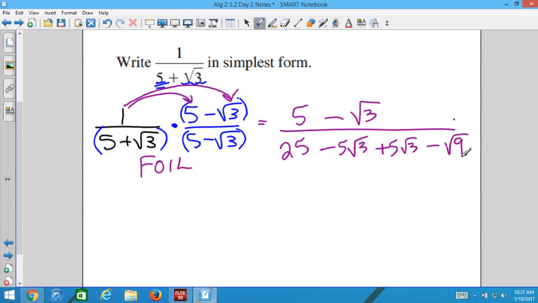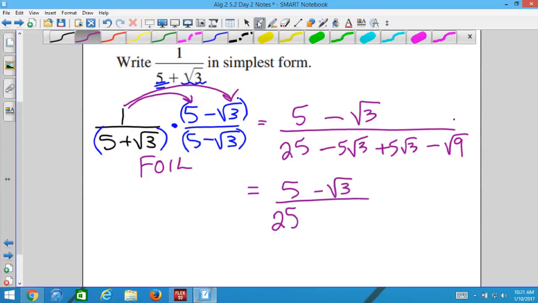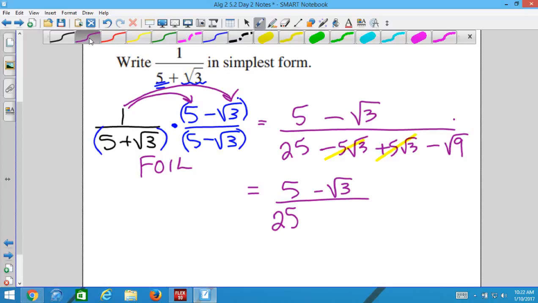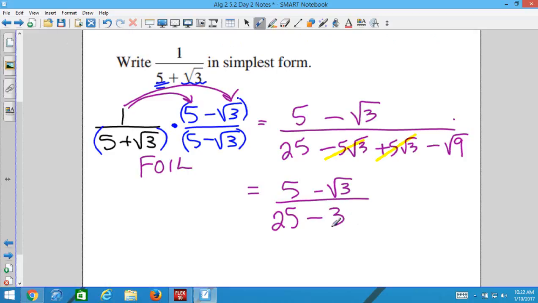Let me simplify. On top, I cannot subtract a whole number and a radical number. They are not like terms. So we leave it as 5 minus radical 3. On the bottom, I have 25, and what happens to minus 5 radical 3 and plus 5 radical 3? They cancel. That should happen every time when you multiply by the conjugate. That's what the conjugates do. They are difference of squares, and they cancel out their middle 2 terms. The last term, minus, what's the square root of 9? So minus 3, which is 22.